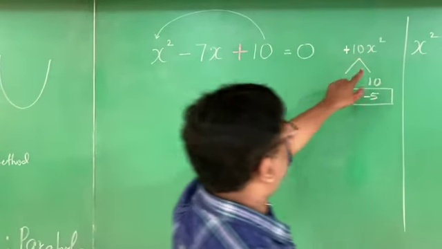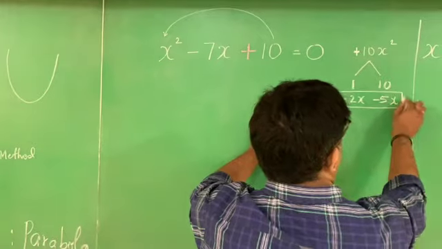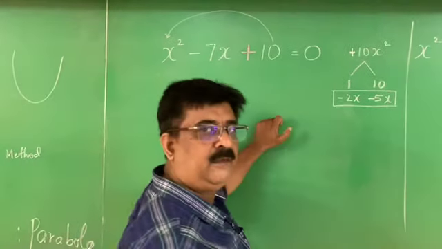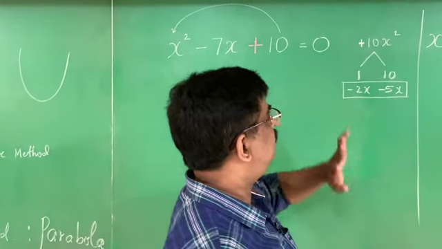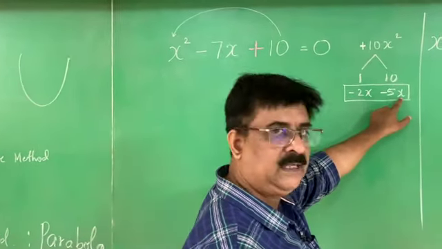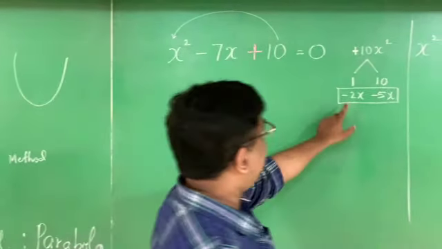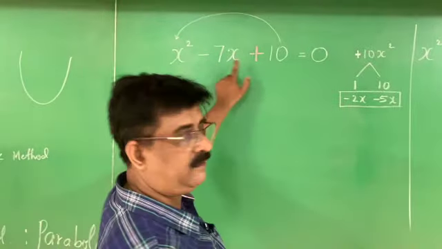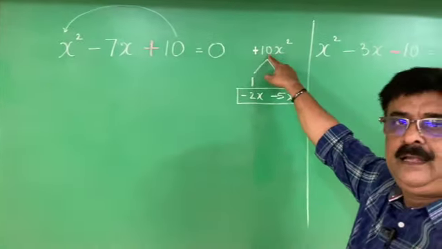And which is the variable? X is the variable. Write X. Suppose variable is A, write A. If a variable is B, write B. If variable is X, write X. Therefore, minus 2x and minus 5x is the split form of minus 7x. If you add these two, you get minus 7x. If you multiply these two, you get 10x square.